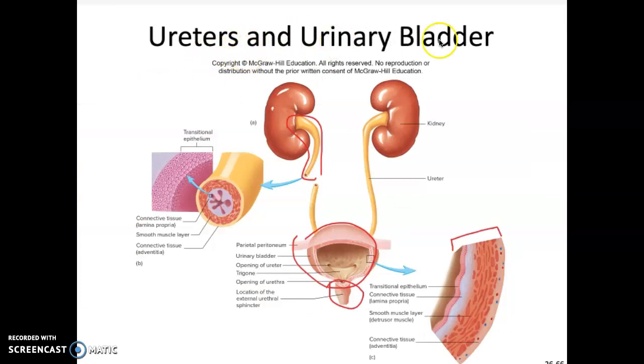The ureter and the urinary bladder have four layers. They have the transitional epithelium, which is the innermost layer in contact with urine. Then we have the connective tissue, which is the lamina propria. Then we have the third layer, which is the muscle, specifically for the bladder, the detrusor muscle. And finally, we have this nutritious and protective layer, with blood vessels, the outermost layer, which is the adventitia.